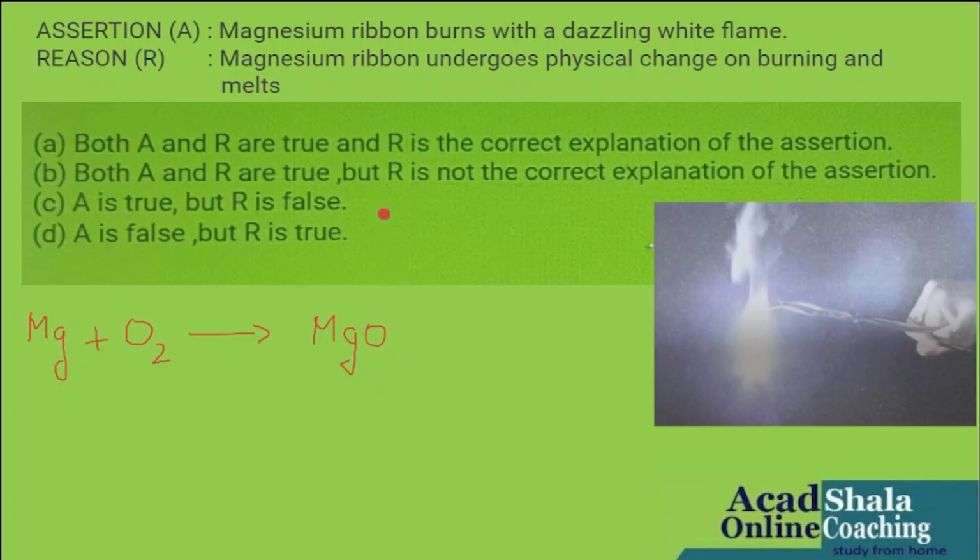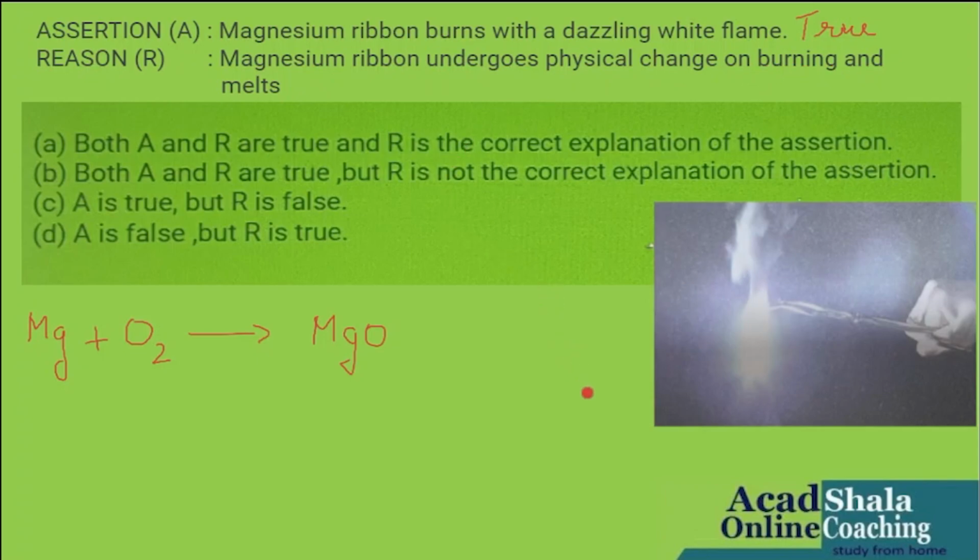Now let us see, the first assertion says, magnesium ribbon burns with a dazzling white flame. Yes, we are also seeing a picture over here showing that it burns with a white dazzling light. Yes, it is true. I have learned it also. So I will write true in the corner, just for my reference, so that I can conclude the answer afterwards.